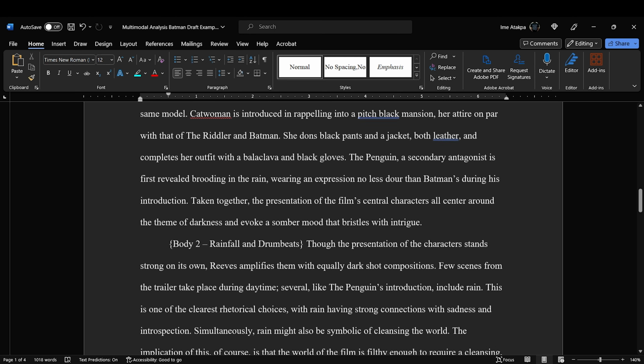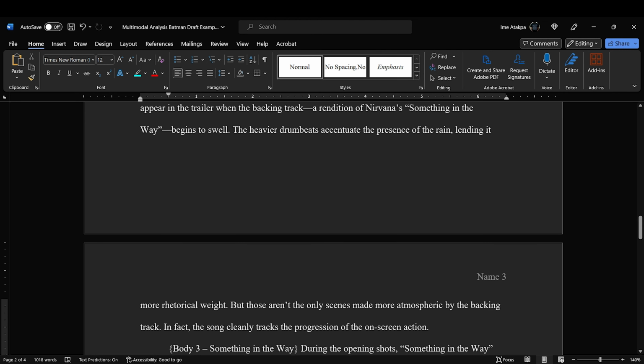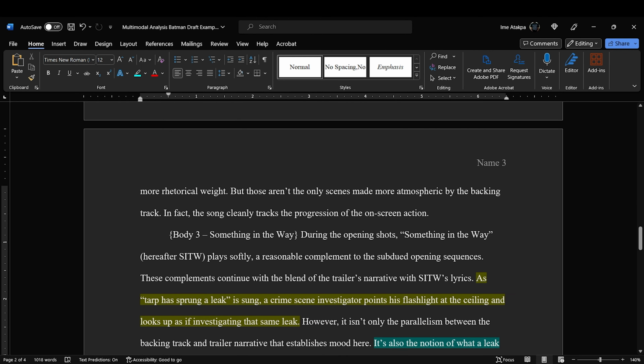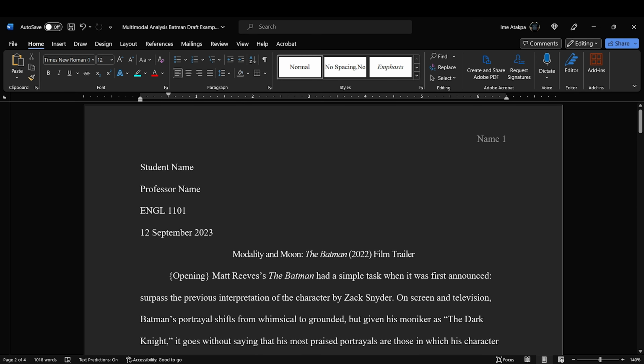Then I talk about how the rain and some of the drum beats of the song are also helping to add to the mood before I get to that third body paragraph that talks specifically and explicitly about the background music and what that does to help further the mood of the film. So all of those topics are leading organically into one another, which is precisely what you would want to do for, honestly, any piece of writing. Hopefully this helps just a little bit.